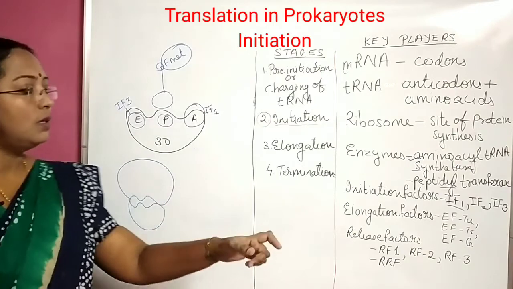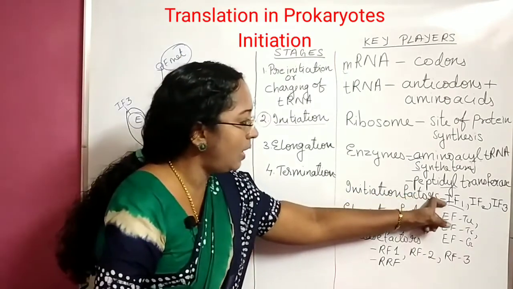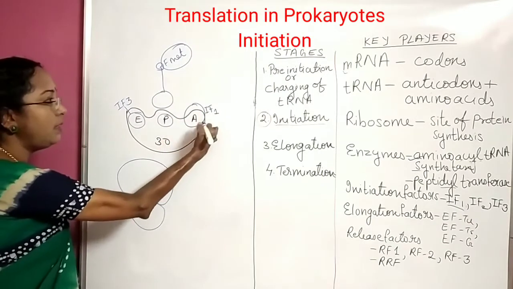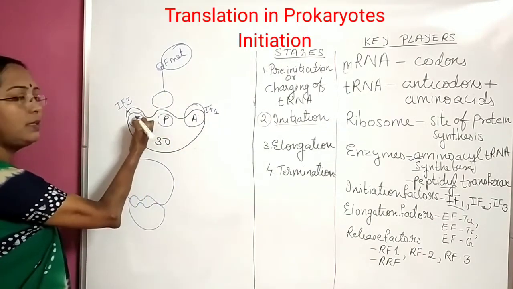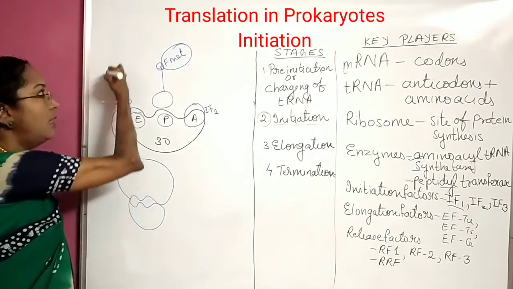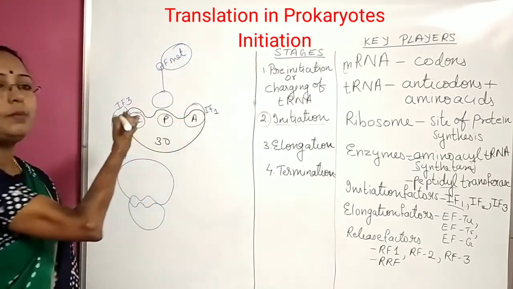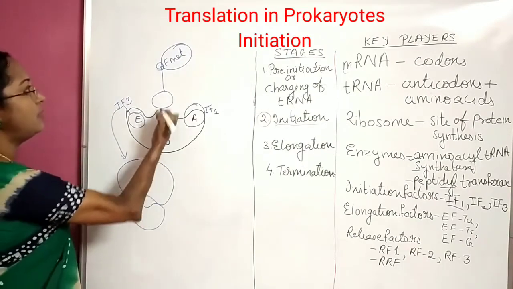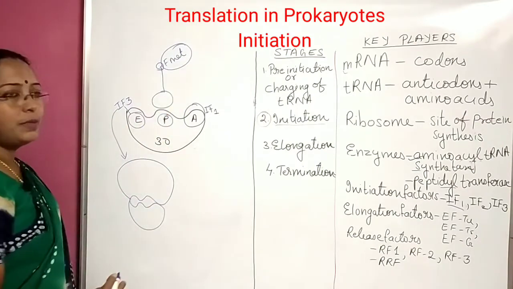So what is happening? Who is helping? IF1 and IF3. IF1 will occupy the A site, IF3 will occupy the E site. IF3 is actually preventing the large subunit of the ribosome from coming and binding over here. Now this P site is free, F-met will come and sit over here.